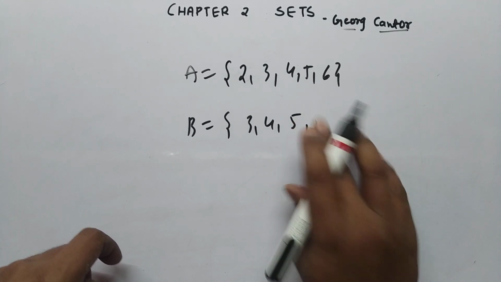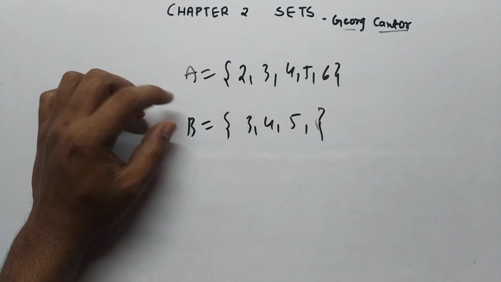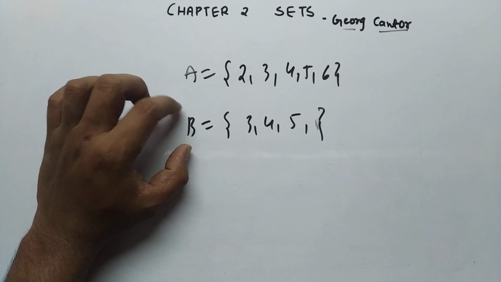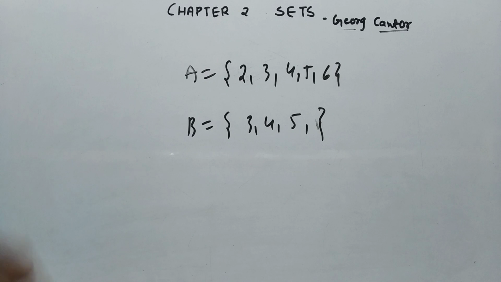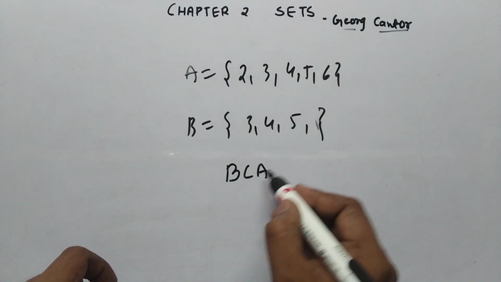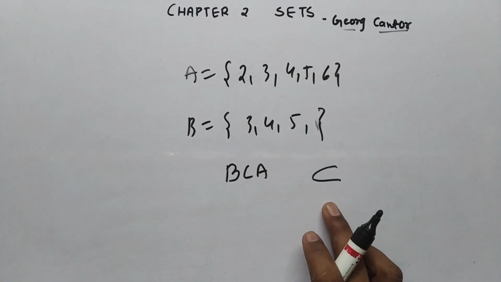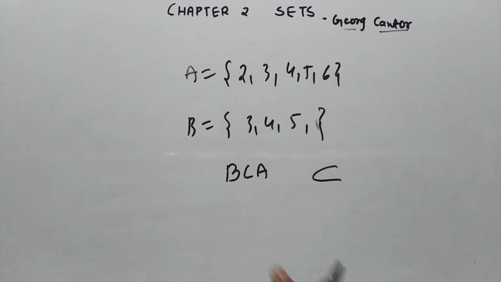Here we can say that the elements of B belong to A. Whatever the different elements which are there in B, they are also there in A. So we can say that B is a subset of A. This is the representation of a subset. We'll use this symbol for the subset. All the elements which are there in B are also there in A, so B is a subset.